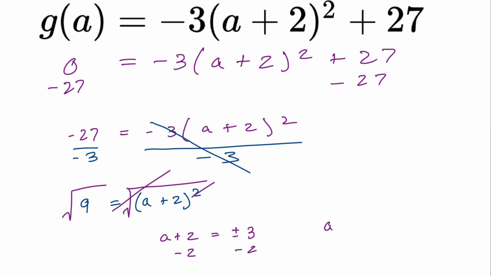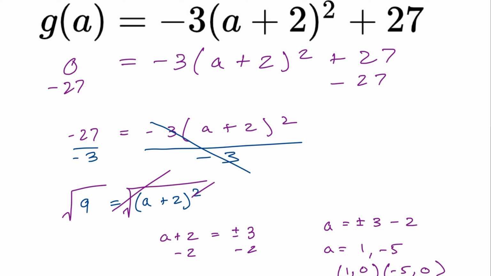And this is equal to a is equal to plus or minus 3 minus 2. So a is equal to, and we do them both. Let's do the plus 3 minus 2, which is 1. And then let's do the negative 3 minus 2, which is negative 5. So you have (1, 0) and (negative 5, 0).